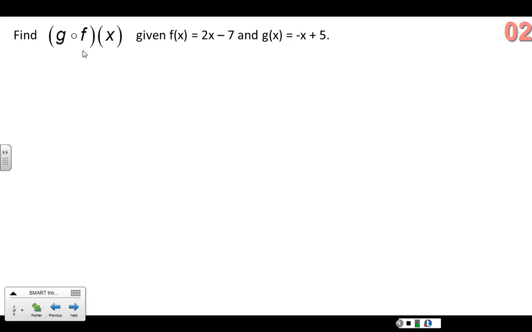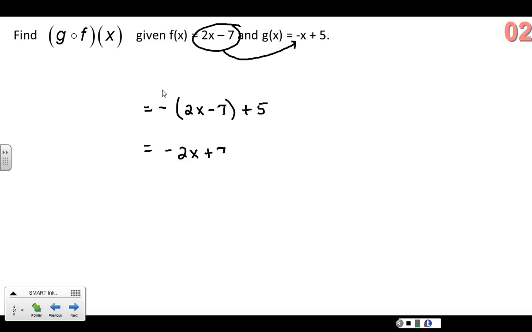And this one was find g of f of x. Since f of x is listed second in the expression, we're going to pick up f and put it into g. So we're going to take the 2x minus 7 and substitute it into the variables of g. So in this one, g of f of x, we would have negative (2x minus 7) plus 5. So we distribute the negative, negative 2x plus 7 plus 5. So you get negative 2x plus 12.